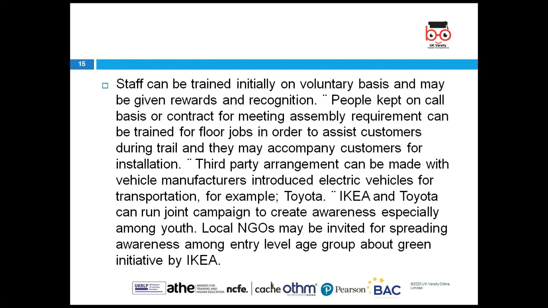I think people are kept on call basis on contract. So a lot of people are on a contract basis, temporary staff. So we need permanent contract basis so the staff is well trained. For any product and the assembly jobs, they need to be guided. A third party arrangement can be made with vehicle manufacturers to introduce electric vehicles for transportation, like Toyota, and they can use the logo and create awareness through them as well. Any questions there?